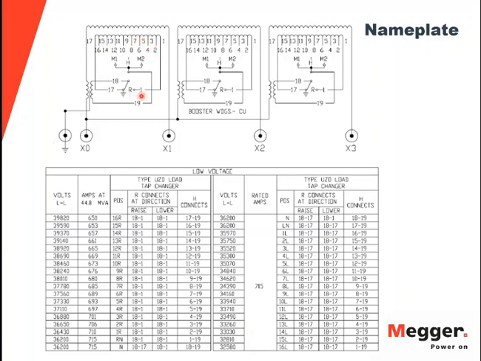And what that would do is that with the 16 tap positions and the reversing switch, I can obtain 33 tap positions. And those are the 33 tap positions you see on the nameplate.